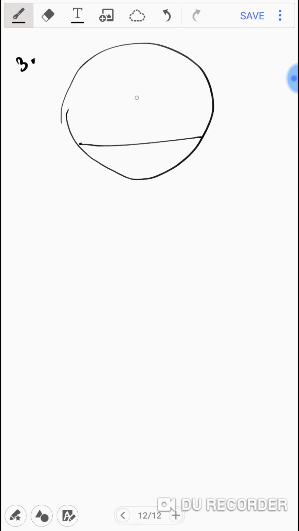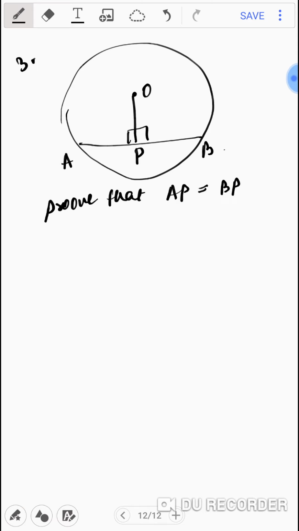In this case it is given that this is the center, this is perpendicular, so already it is given that this is 90 degree. This is B, this is A, this is PB, right? Okay, you have to prove that AP is equal to BP.